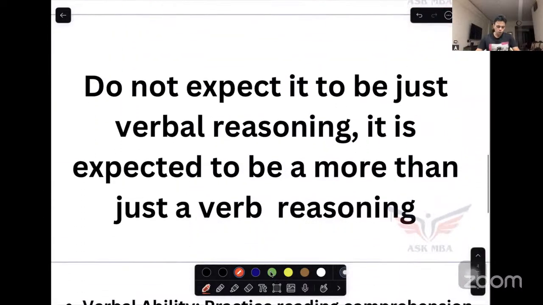Moving on. Do not expect it to be just verbal reasoning. It is expected to be more than just verbal reasoning. My bad, I tried to do this in a rush. So, guys, as I said earlier, online I was observing that people are suggesting students to prepare for NMIMS competency test just the way critical reasoning or verbal reasoning is going to be. But as per me, that is not going to be the case. It is going to be way more than that. So that is the first mistake you should not be doing, or you are going to save yourself from that.